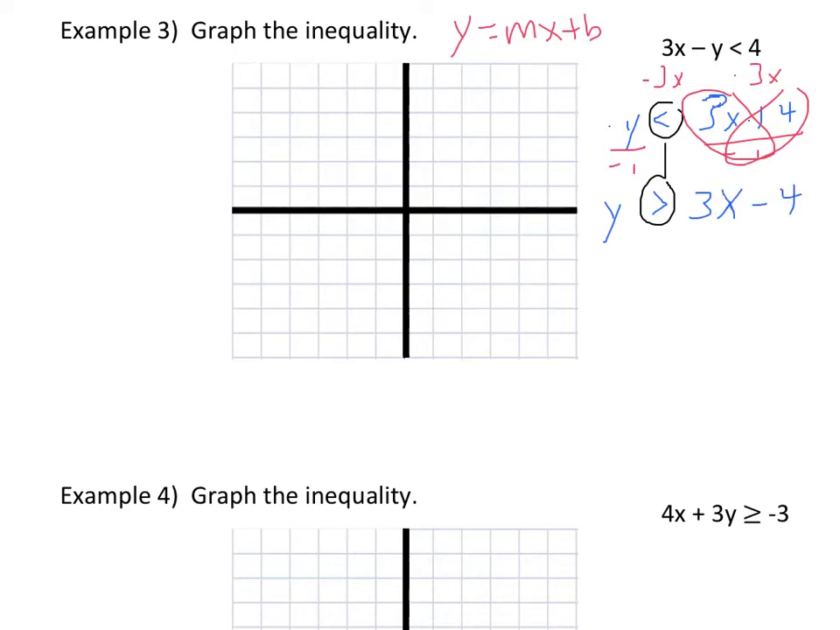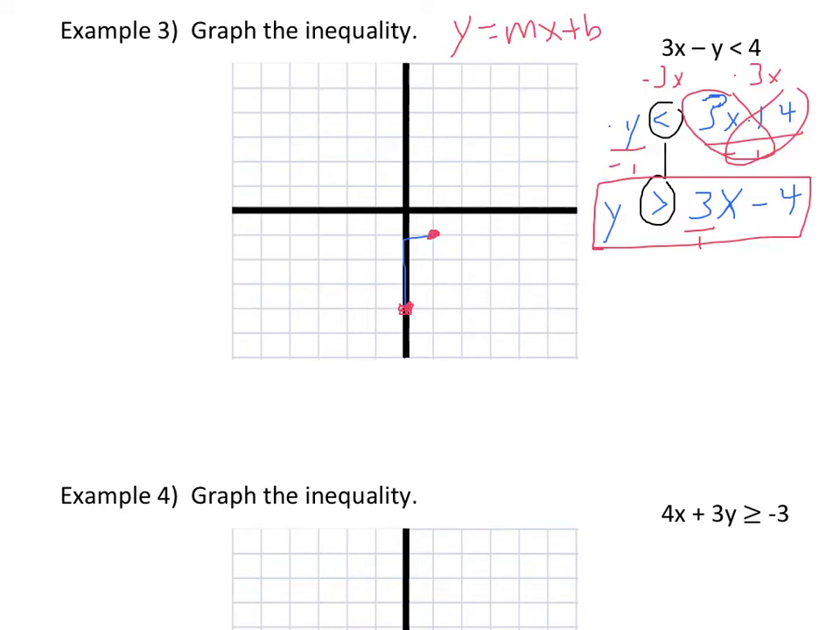Now we have it in slope-intercept form. So this is what we're going to graph. So we plot our y-intercept. Our slope is 3 over 1, so up 3 over 1.